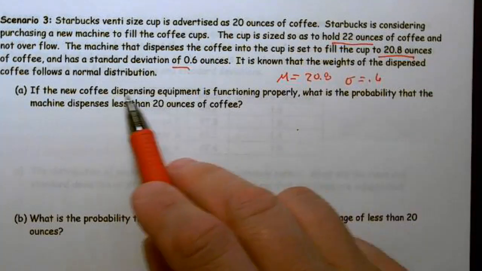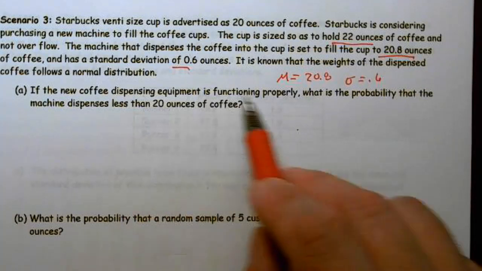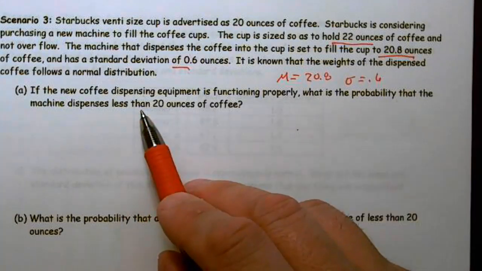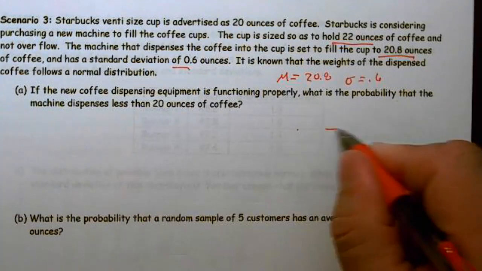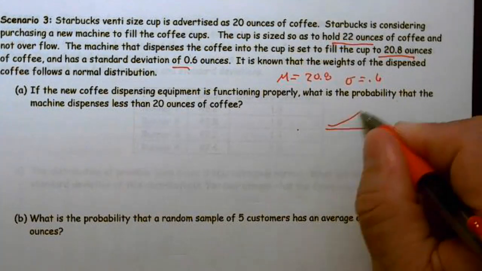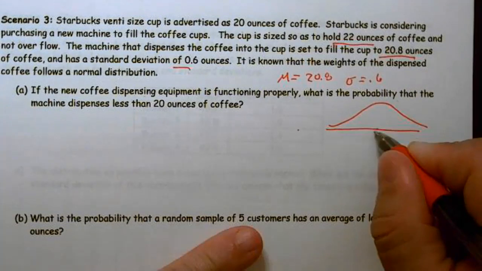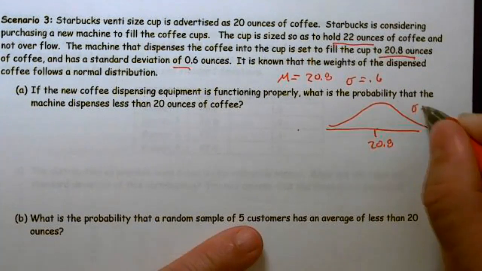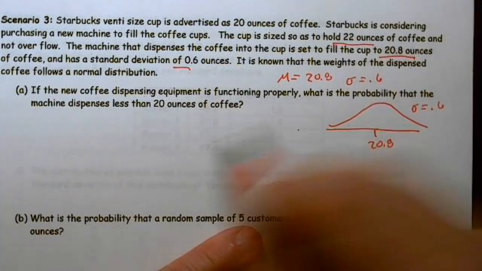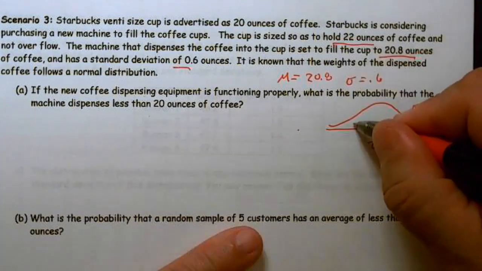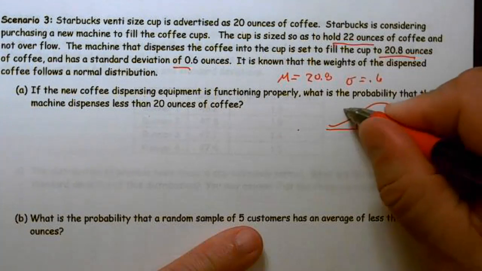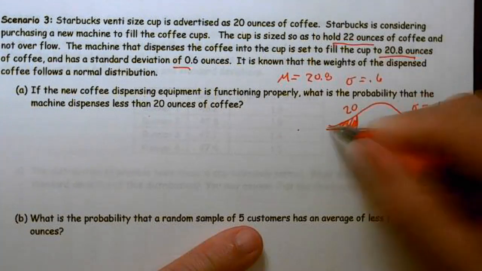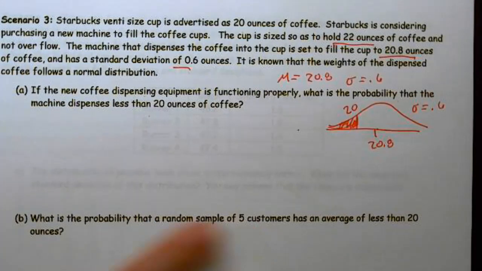And it says, if a new coffee dispensing equipment is functioning properly, what's the probability that the machine dispenses less than 20 ounces of coffee? Well, that tells me I'm going to draw, all right, here's my picture. My mean is 20.8. My standard deviation is 0.6. And what percent are going to have less than 20 ounces? So we're looking for that formula part.